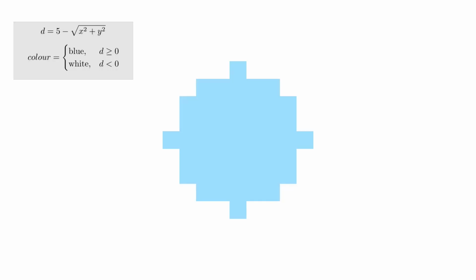Our math formula may produce a different d value for each pixel. Then, we use d to decide what color to paint each pixel. For example, when d is positive, we paint the pixel blue. Otherwise, we paint it white. If our math is correct, we can produce a meaningful picture on the screen. Computer screens have very small pixels, which gives us smooth curves.